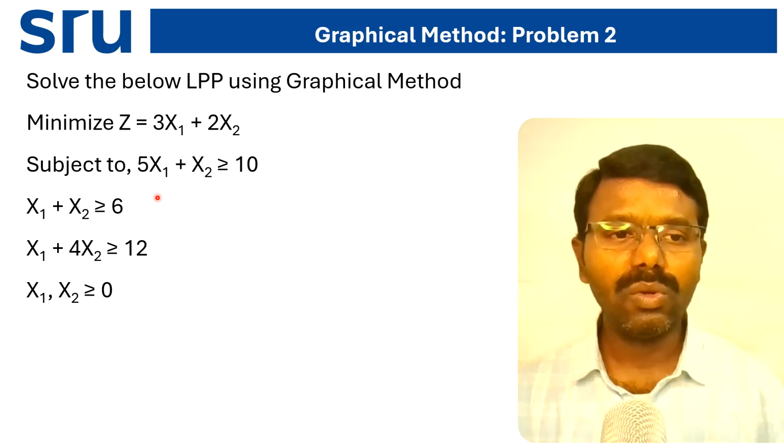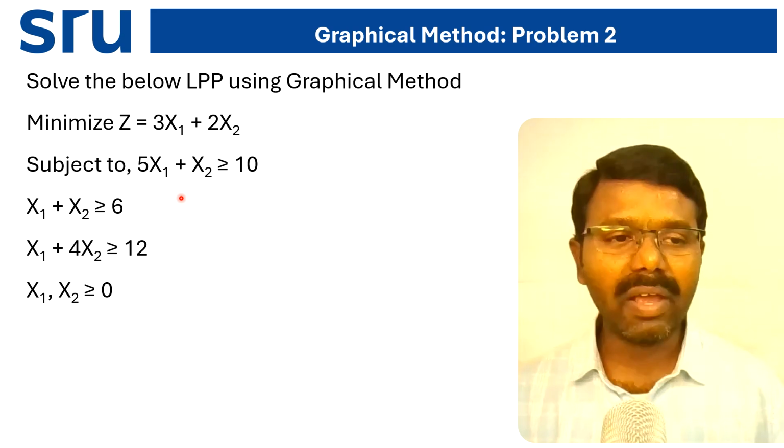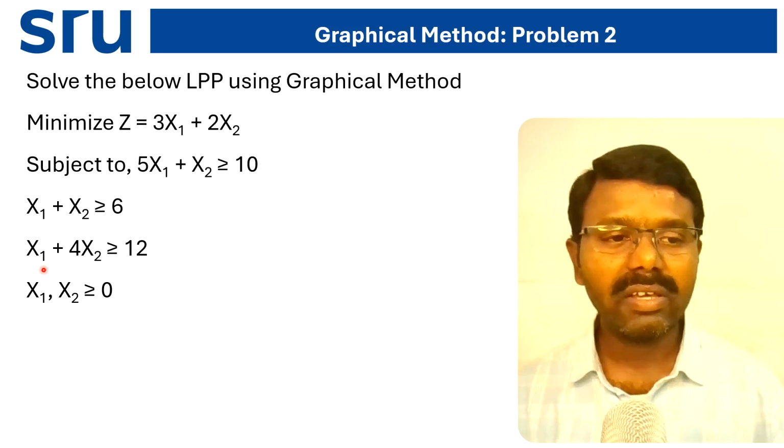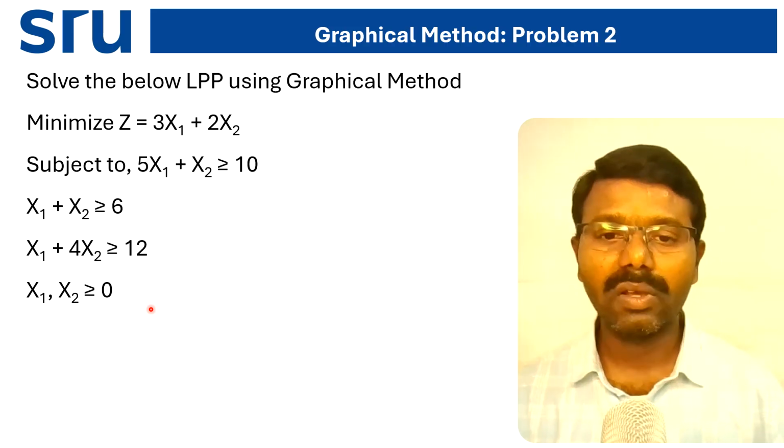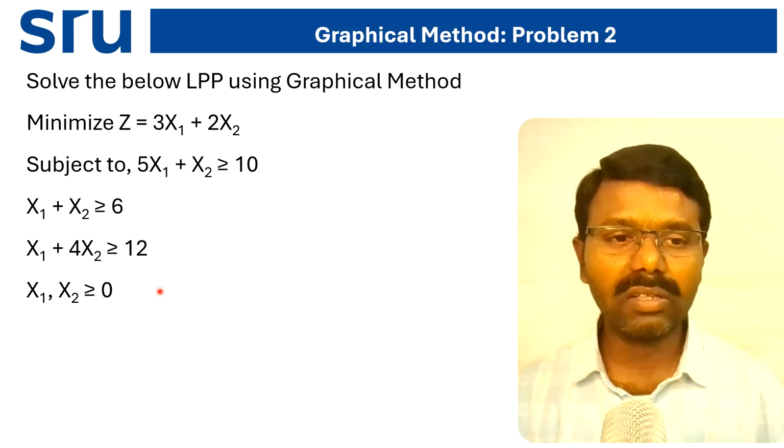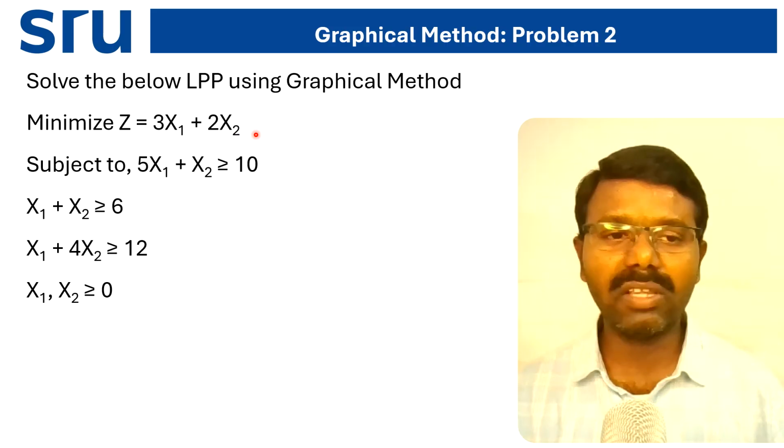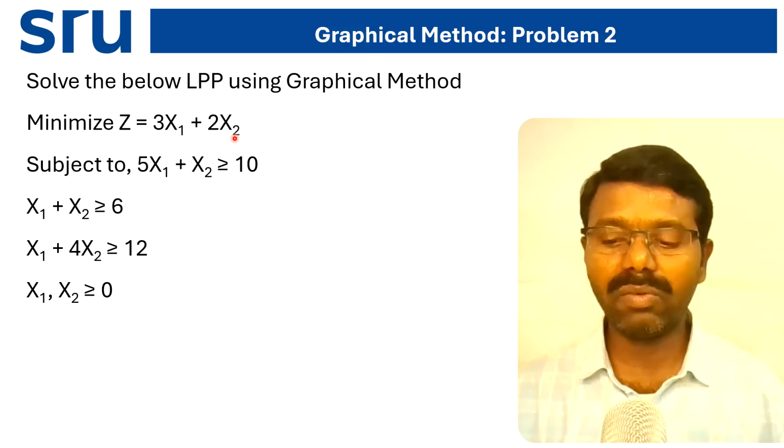Subject to 5x1 + x2 ≥ 10, x1 + x2 ≥ 6, x1 + 4x2 ≥ 12, and x1, x2 ≥ 0. So these are the three constraints they have given, along with Z, and the only difference here is that we need to minimize Z.